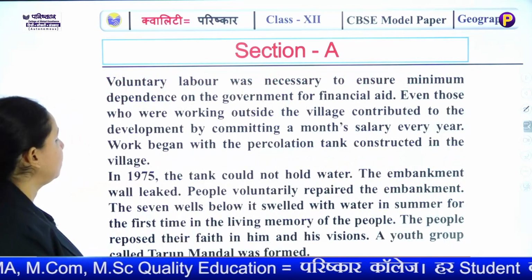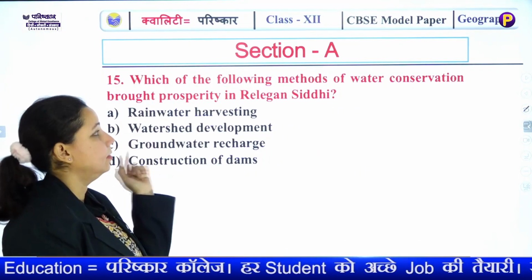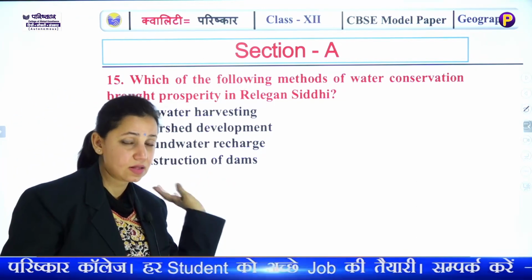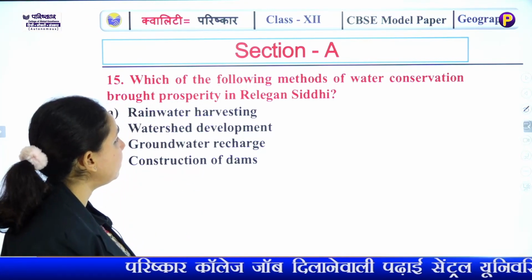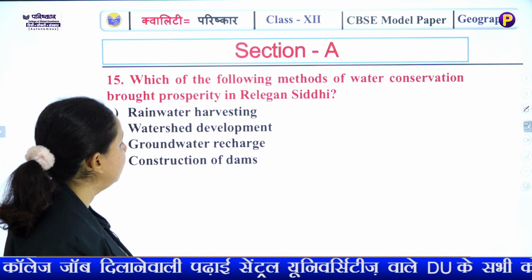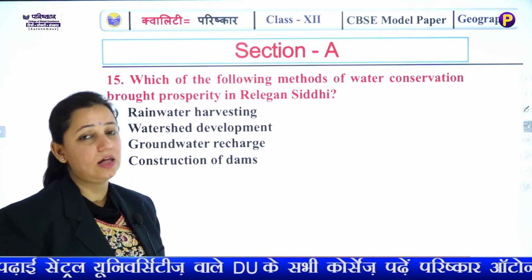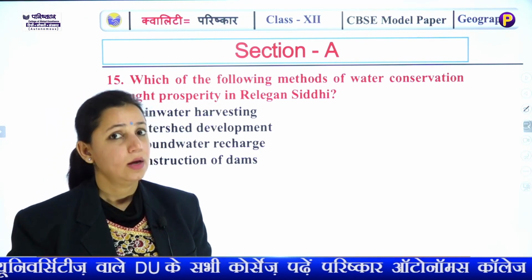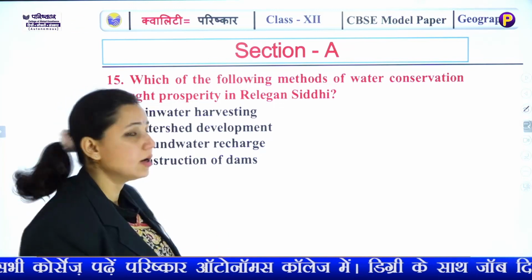So, here we solve these MCQs. Now, which of the following method is based on the case study itself? These questions are based on the case study. Which of the following methods of water conservation brought prosperity in Ralegan Siddhi? Now, we are talking about a case study of a town, Ralegan Siddhi. Okay, it's in Maharashtra. Now, what kind of method of water conservation?